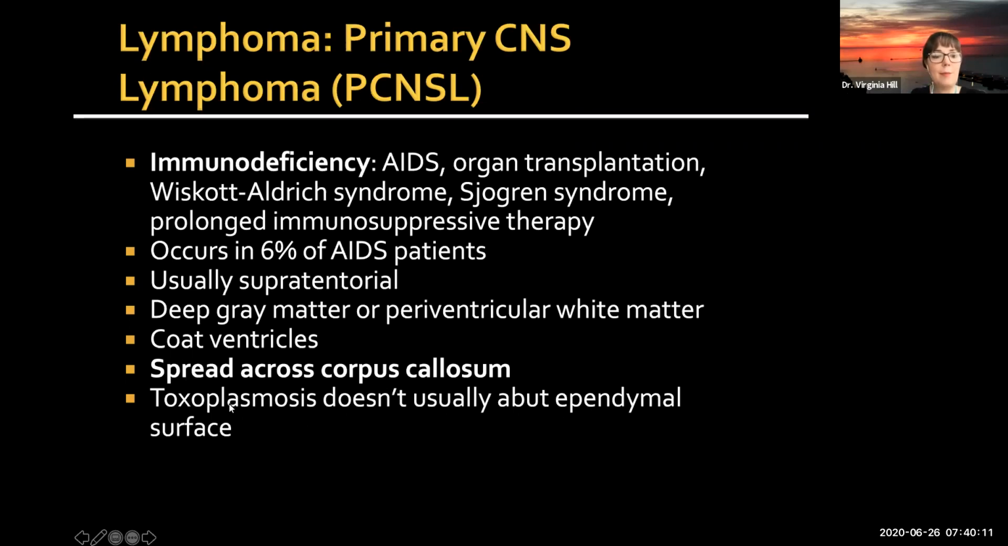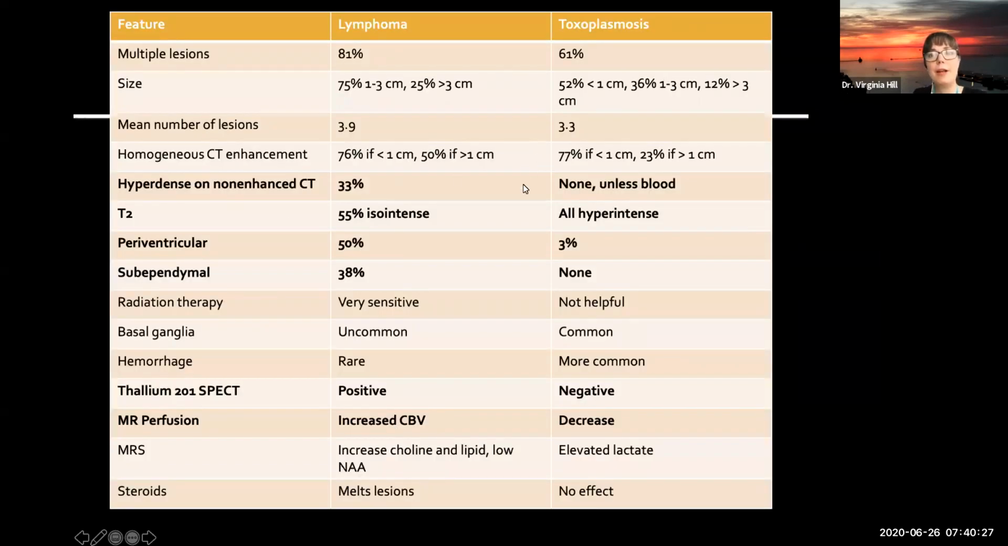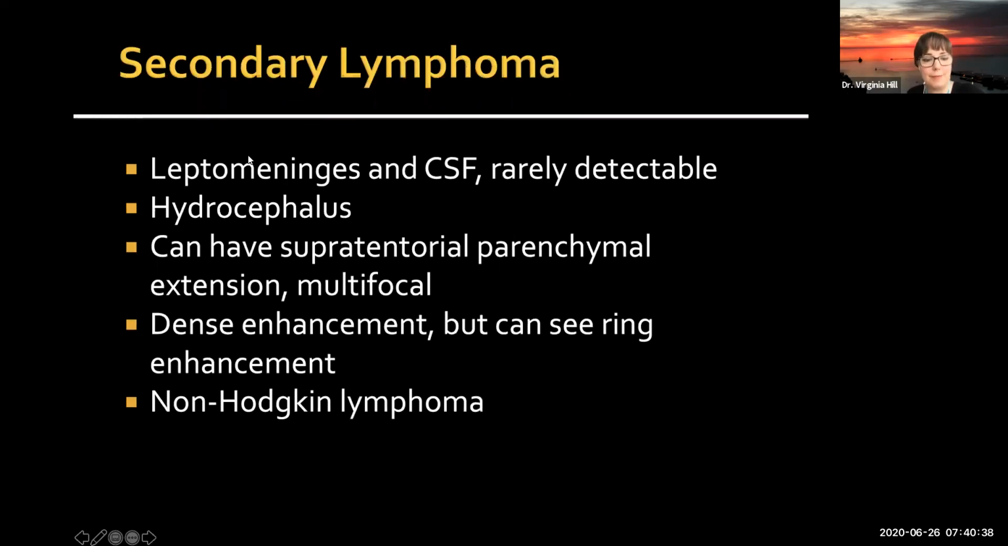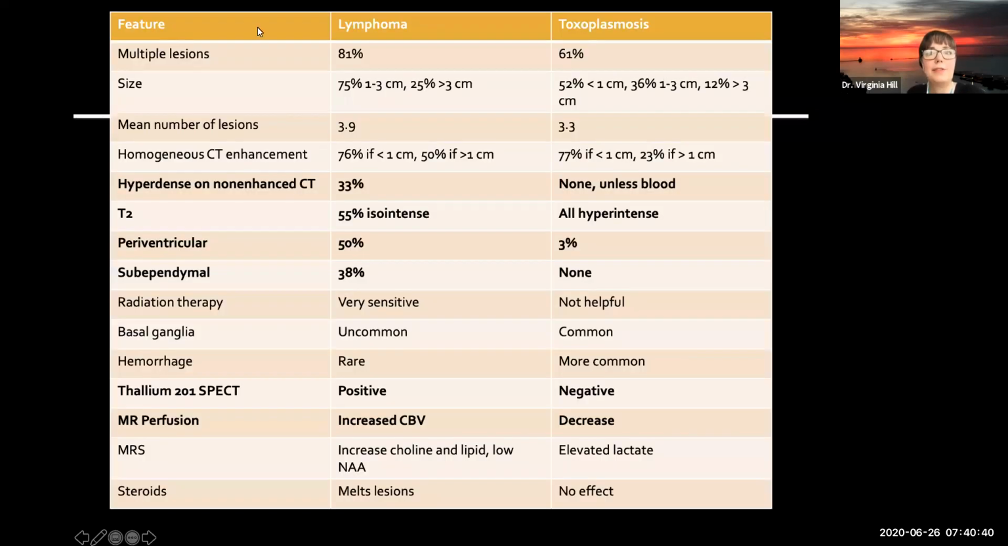Now, in immunosuppressed patients, it can be ring enhancing, and it can be difficult to differentiate this from toxoplasmosis, which also occurs in immunosuppressed or immunodeficient patients. Toxoplasmosis, however, doesn't usually abut the ependymal surface. Here we have a very nice chart. Actually, I'm having trouble seeing the top of it, but we have this differentiation of toxoplasmosis and lymphoma.